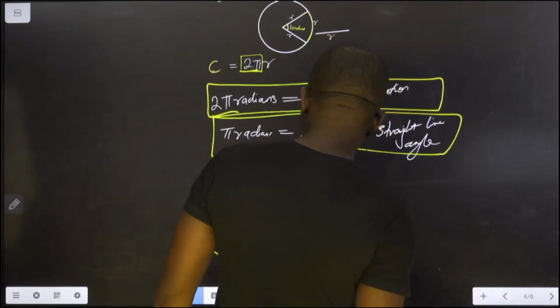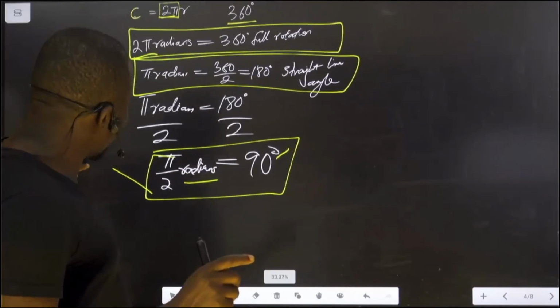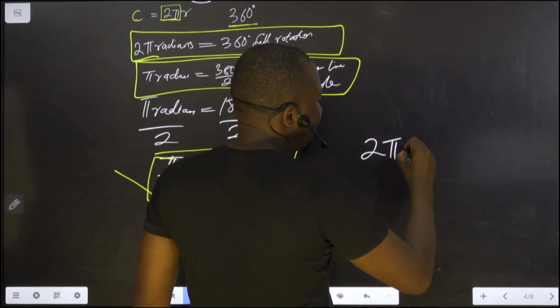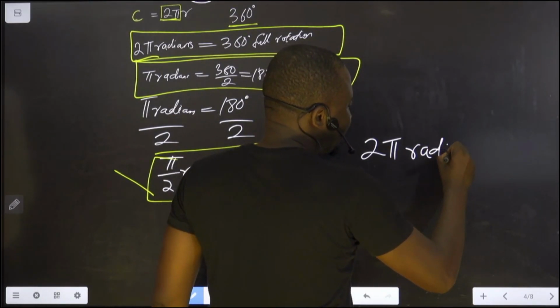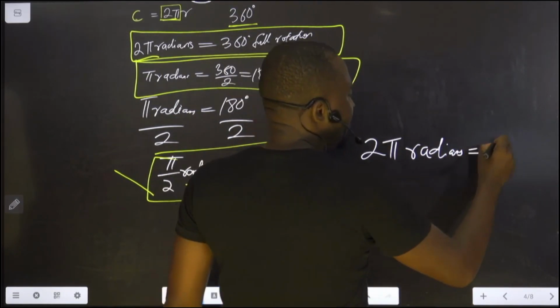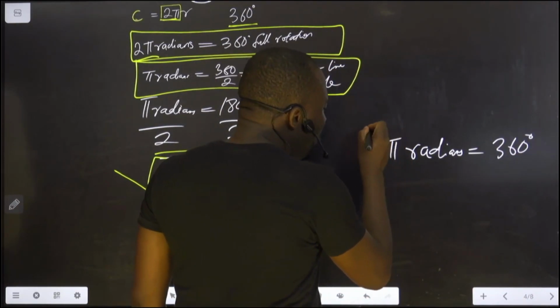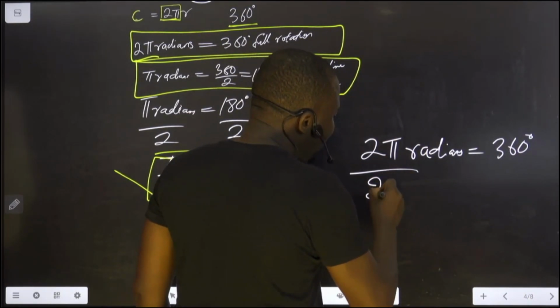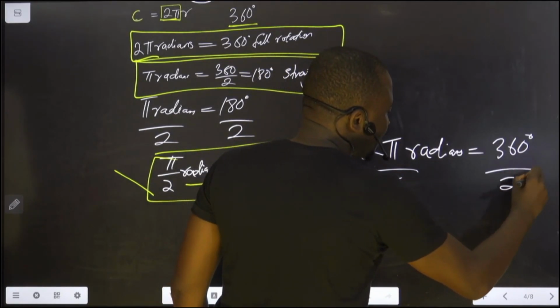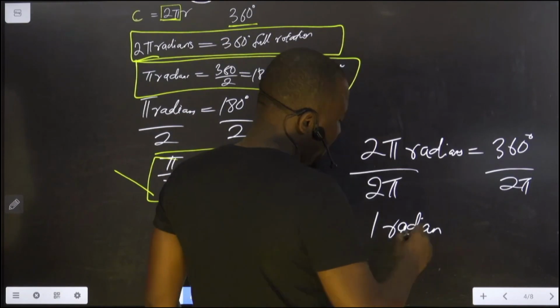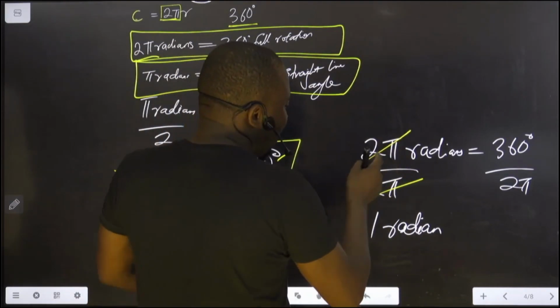So what is 1 radian? To get 1 radian, we need to come back to this place. 2 pi radians is equal to 360 degrees. If we divide both sides by 2 pi, we have 1 radian remaining. This and this will cancel.